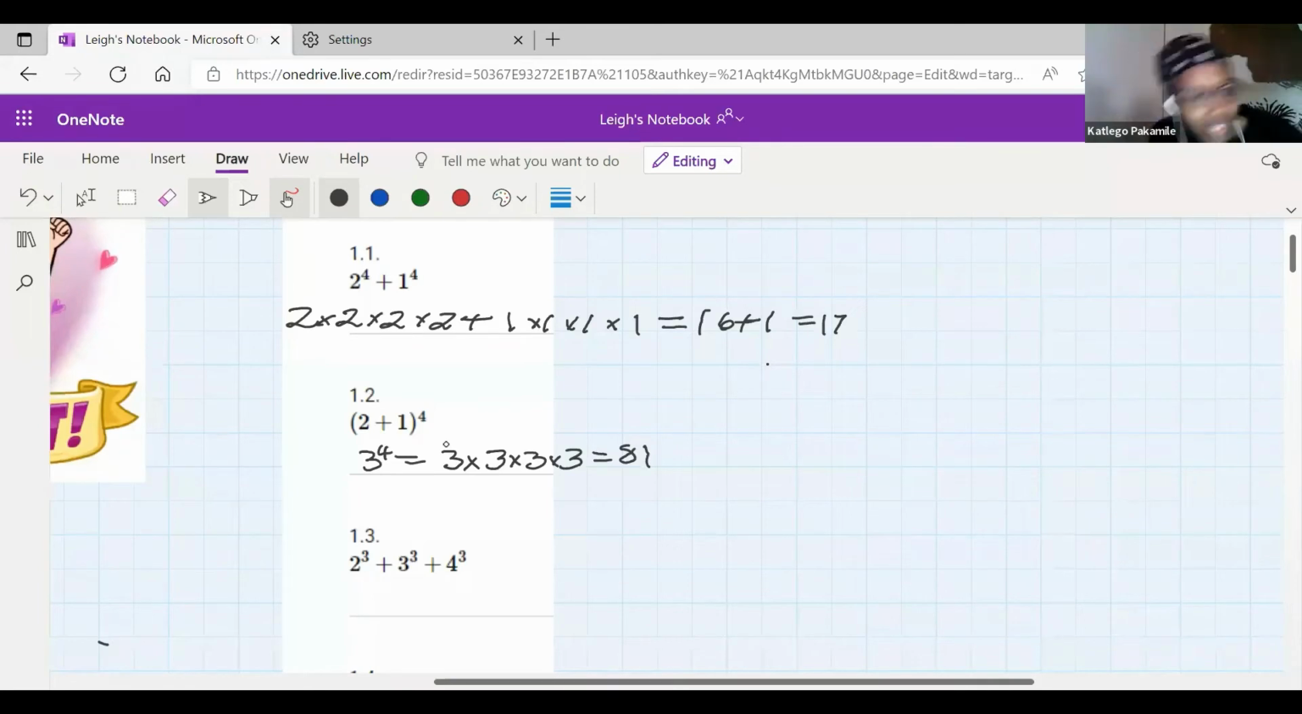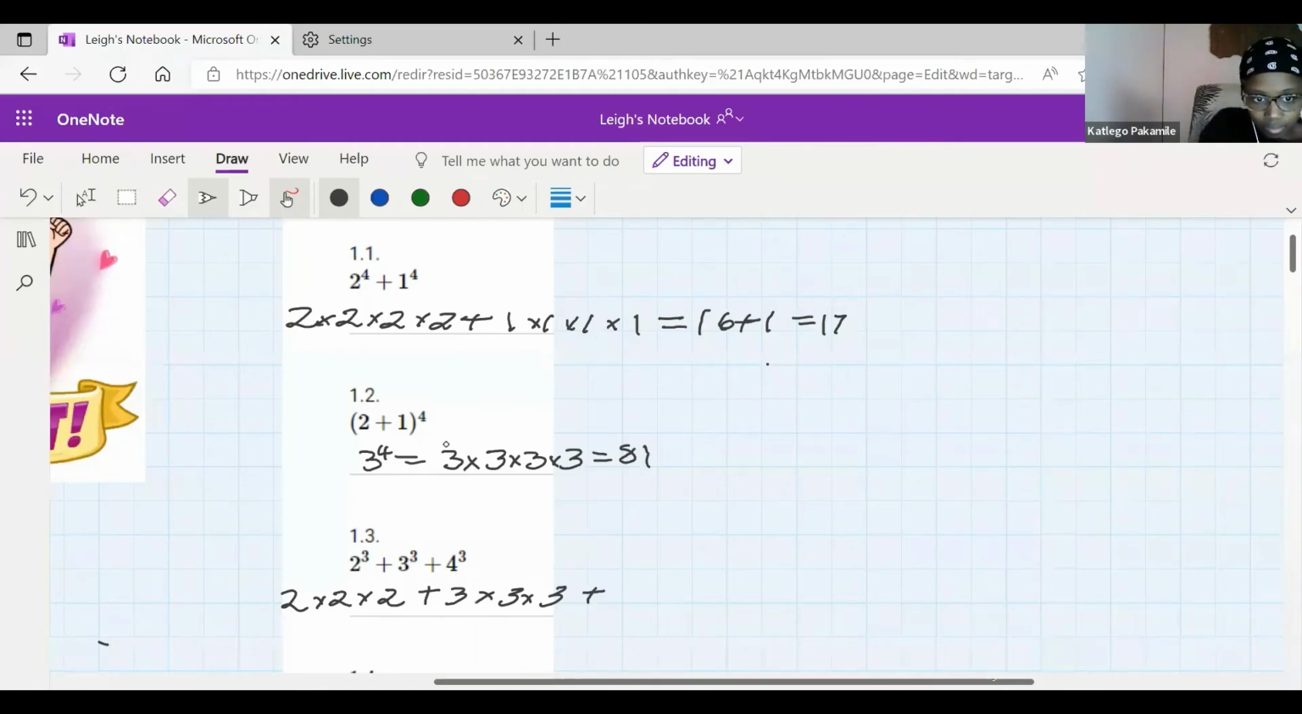Okay, who is doing 1.3? Patson, take it away. Ma'am, for 2 to the power 3, I wrote 2 times 2 times 2, which equals 8. And then for 3 to the power of 3, I wrote 3 times 3 times 3, which equals 27. And for 4 to the power of 3, I wrote 4 times 4 times 4, which equals 64. So all of that equals 99, ma'am.